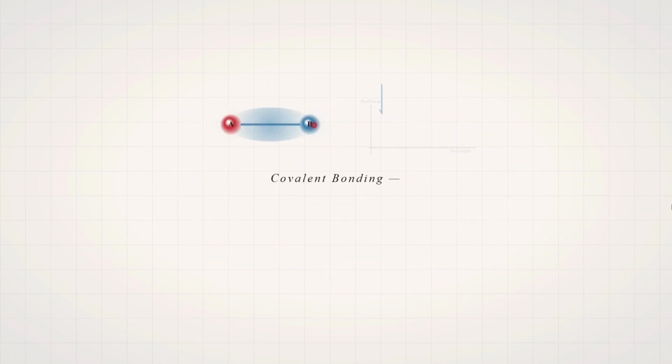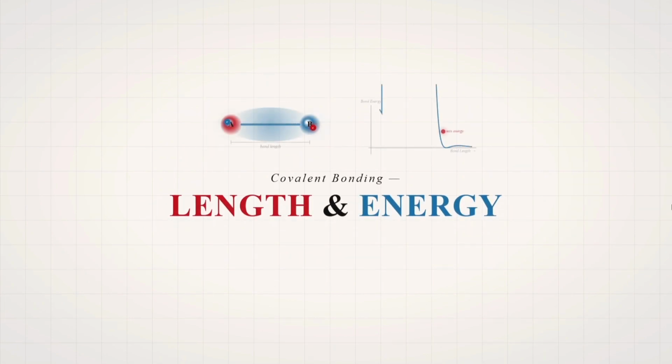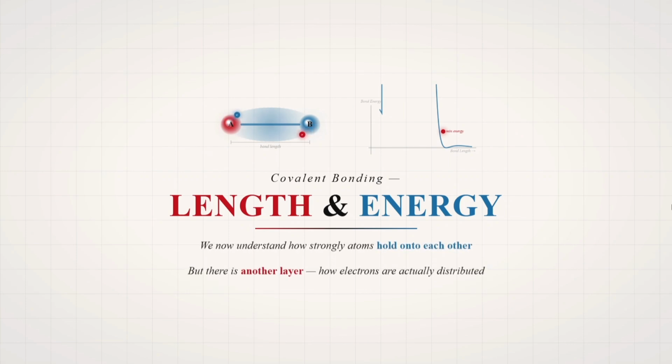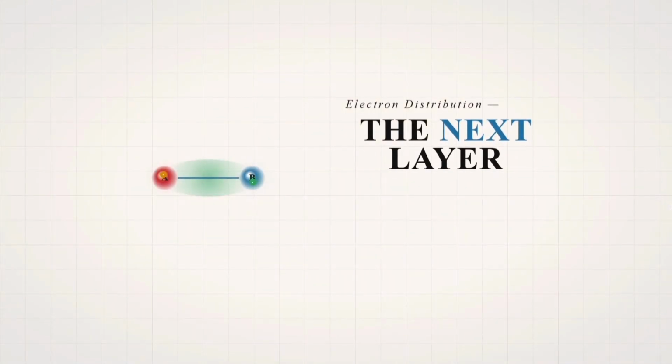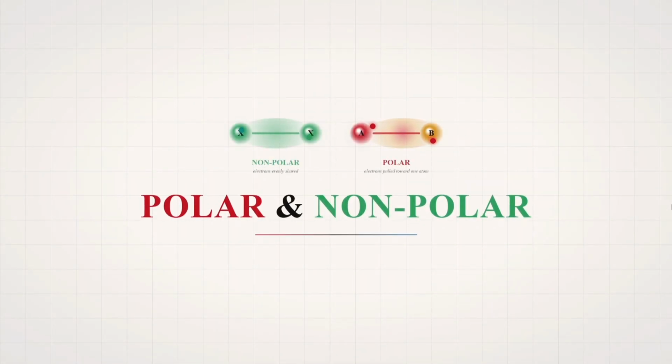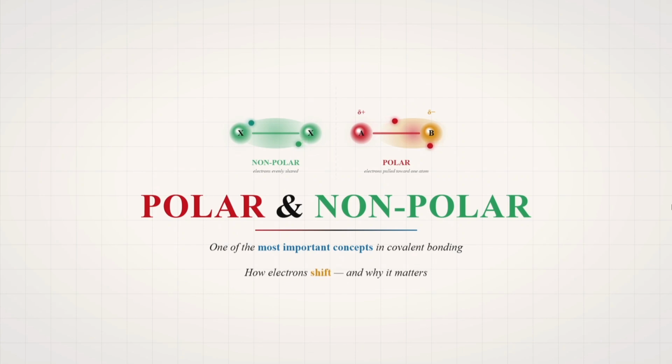Now that we've understood bond length and bond energy, let's take things one step further. These two ideas help us understand how strongly atoms are holding on to each other, but there's another fascinating layer: how those shared electrons are actually distributed between the atoms. This brings us to one of the most important concepts in covalent bonding: polar and nonpolar bonds.